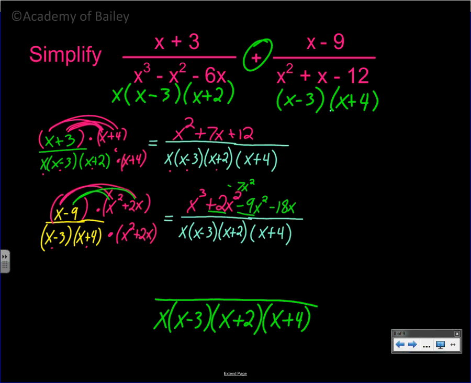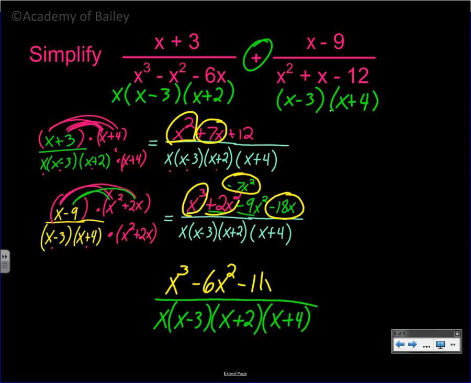Now let's look at what we have. I'm looking at like terms. X cubed is the highest exponent, so I'm putting it first. Second highest exponent is x squared plus, not that one, x squared plus negative 7x squared. So 1x squared minus 7x squared is a negative 6x squared. And now we have positive 7x plus negative 18x, so 7x minus 18x is negative 11x. And then we have a 12 plus 12.